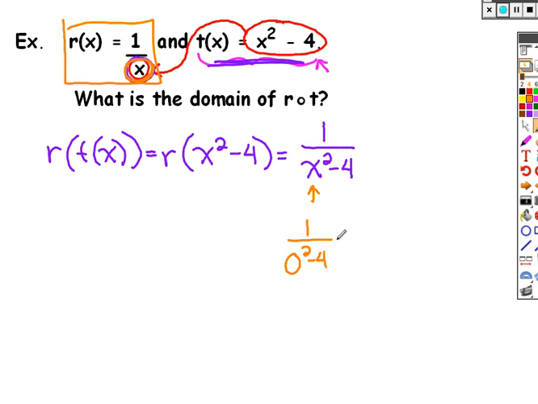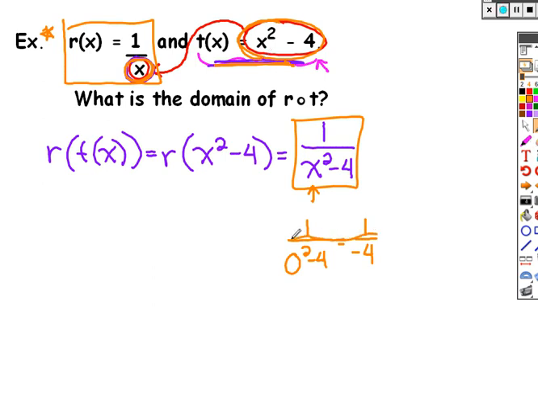Is 0 going to give me out an answer for y? Sure, I can input 0 into the composite function and get out a y value. So I actually really don't need to look at the domain of function r. I want to look at, is there anything that's coming out of the range of function t that causes a problem in function r? Or in other words, I can't have this whole thing equal 0.